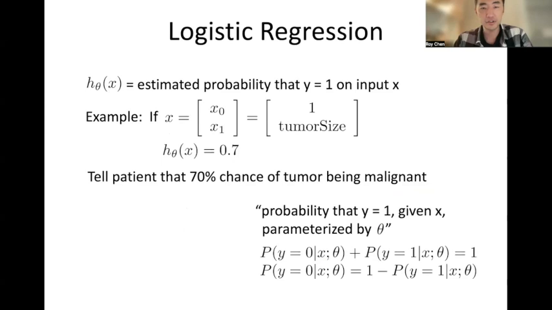So as I mentioned, logistic regression outputs a probability. For example, if we feed the learning model with just two parameters, x0 and x1, with x1 being the tumor size and x0 being the intercept, and the learning algorithm h theta x gives us a value of 0.7, it means that there's a 70% chance of the tumor being malignant. Basically, it is the probability that y equals 1 given x parameterized by theta.